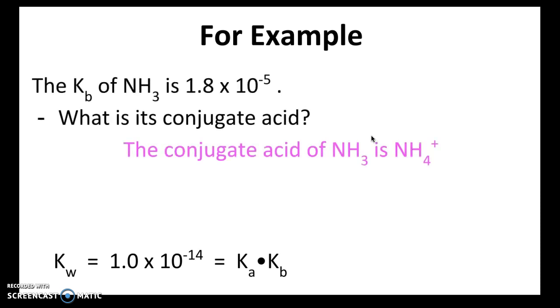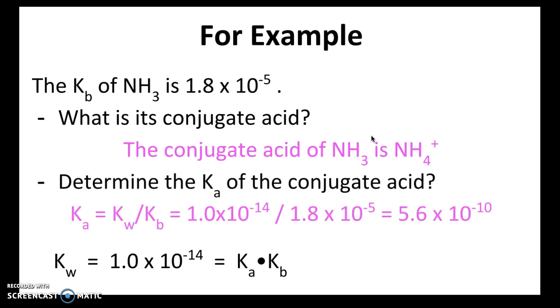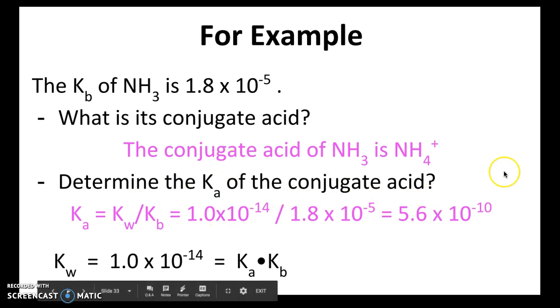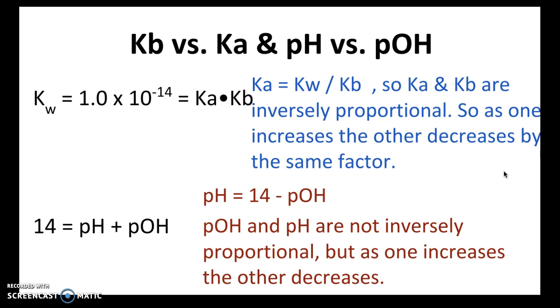Okay, so starting with the conjugate acid of NH3, which is NH4+. To determine the Ka, you take the Kw and divide it by the Kb. That will give you 5.6 times 10 to the negative 10.